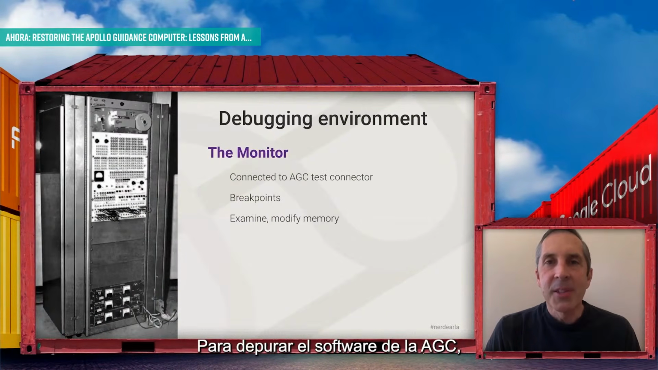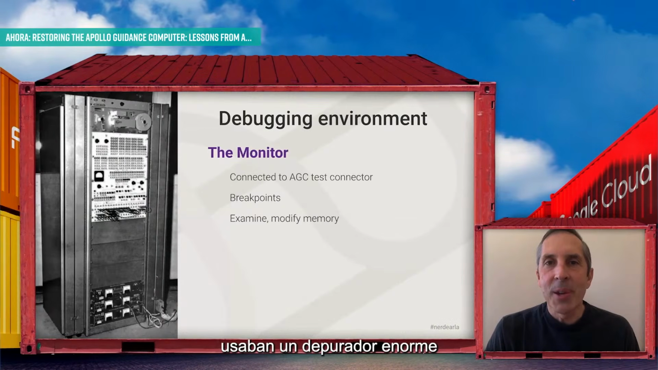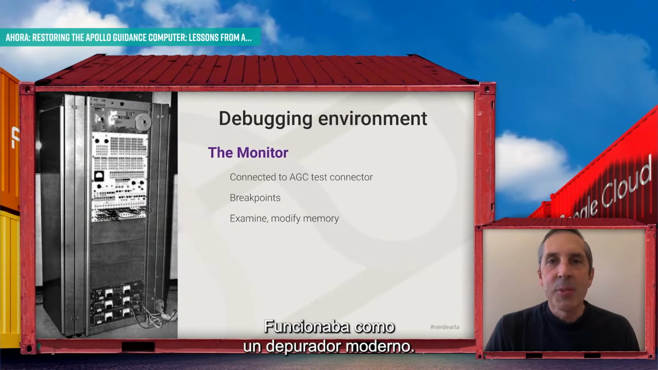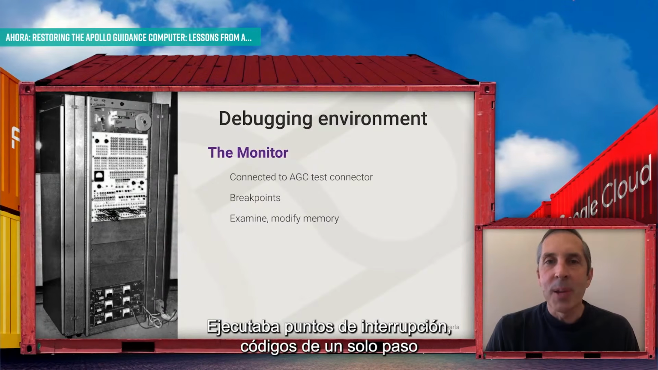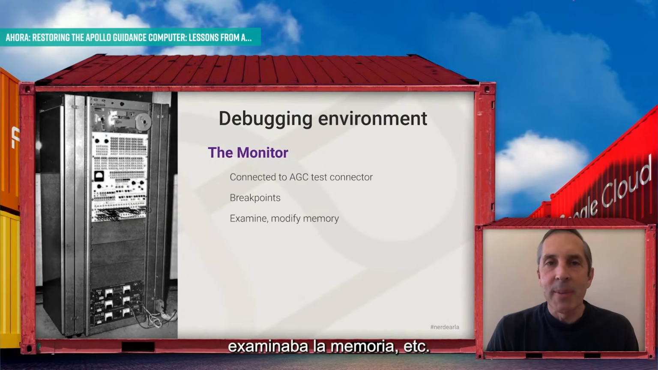To debug the AGC software, they used a refrigerator-sized debugger that they called the monitor. Now, this worked kind of like a modern debugger. You could set breakpoints, single step through your code, examine memory, and so forth.